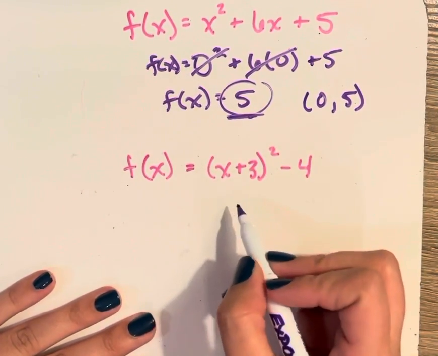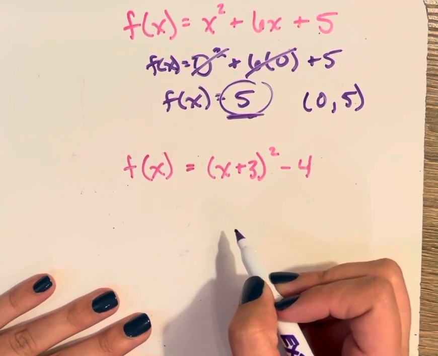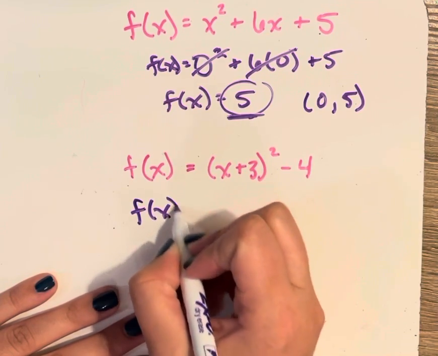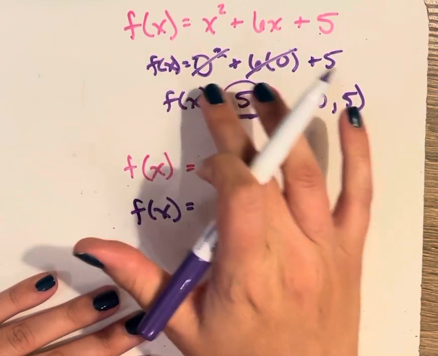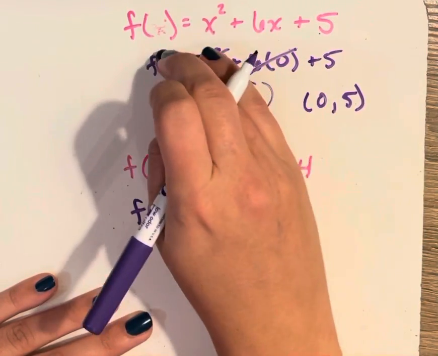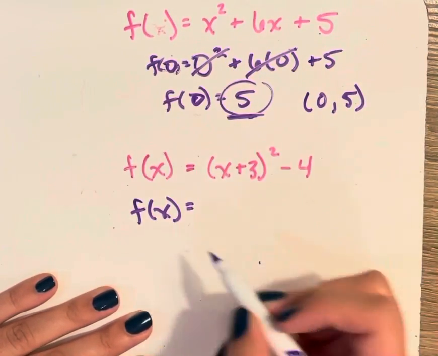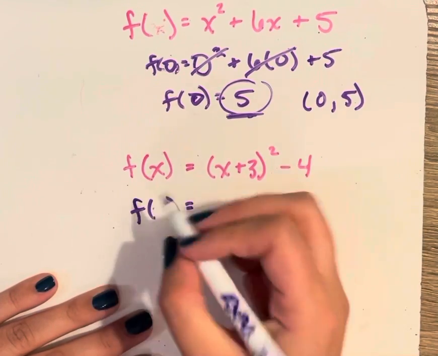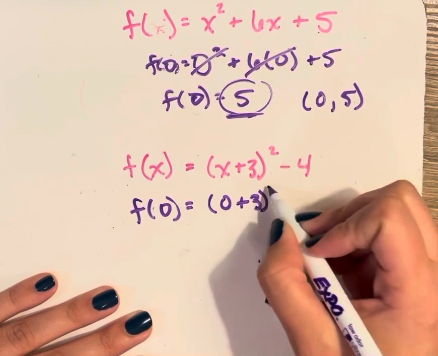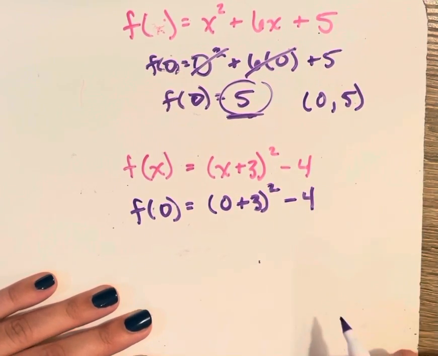I could do that same process here. It's just going to take me a little bit more effort. So same idea, I'm plugging in 0, so really I should have put f of 0 here, because I was plugging in 0. So for this one, f of 0 is equal to 0 plus 3 squared minus 4.